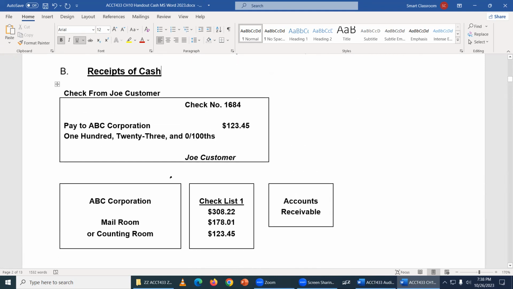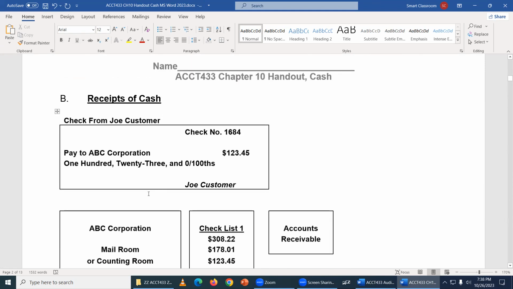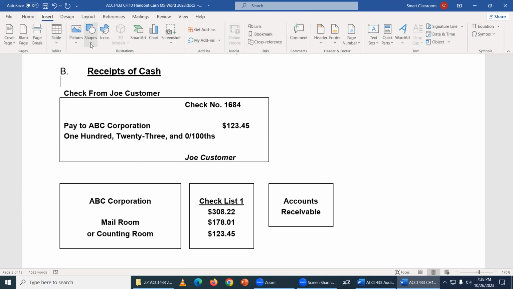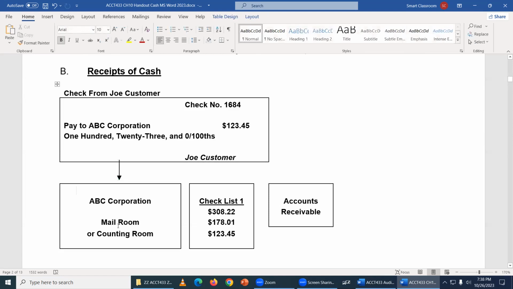So this is going to be the receipt of cash, the flow of it. All right, so Joe Customer sends a check to ABC Corporation. Okay, so it will go to either the mail room or the accounting room for the company.